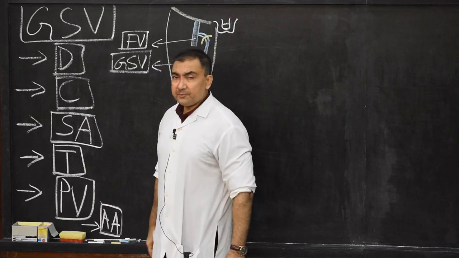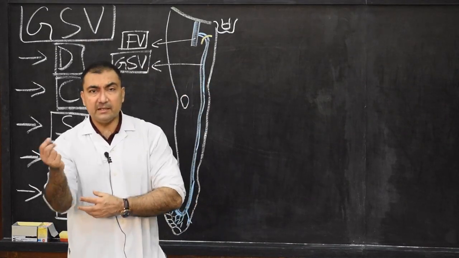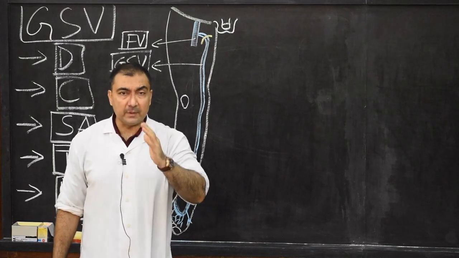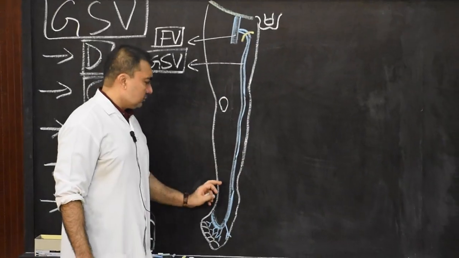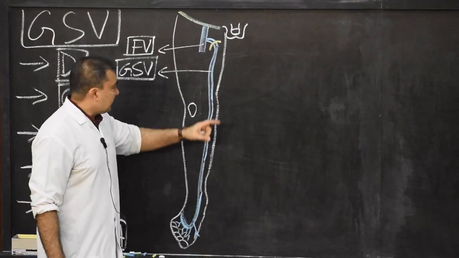Now we come up to structures accompanying great saphenous vein. What are the structures? The structures that are accompanying great saphenous vein are 1, 2, 3. They are the structures accompanying the saphenous vein, and they will be very fast.